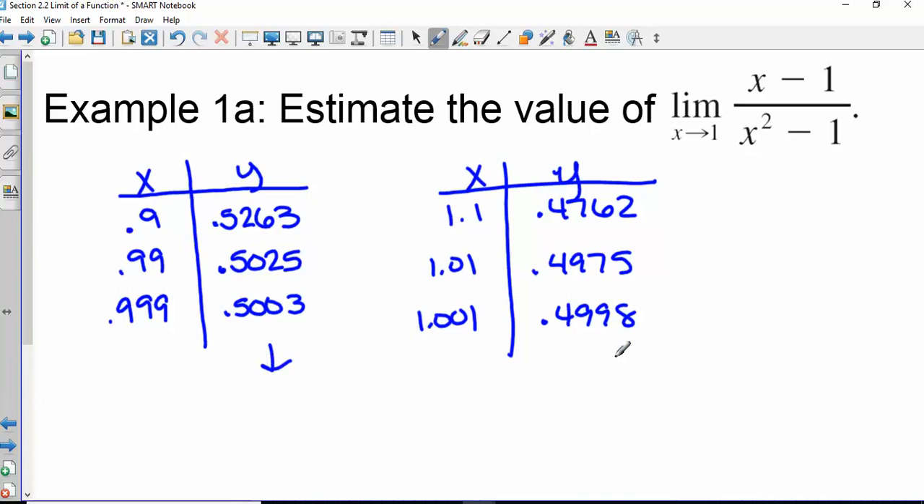Okay. So what does it look like these are approaching? And they are the same, so we would estimate the value of this limit to be 0.5.